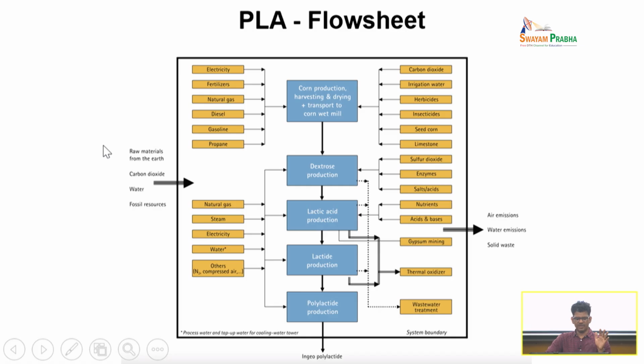That means you're going to feed some fertilizers, you're going to put some manure and all that. Okay, so that goes in. What comes out? You get polylactic acid resin, and along with it you have emissions, water pollution, solid waste generated. So the idea is to account for all this information. Given these raw materials and these processes, how much is the emissions, energy required, solid waste created, water generated?